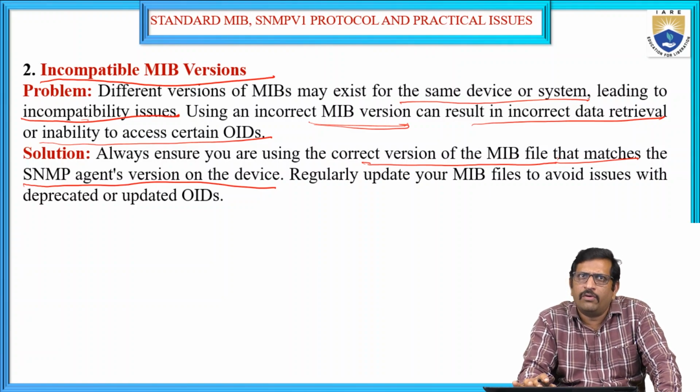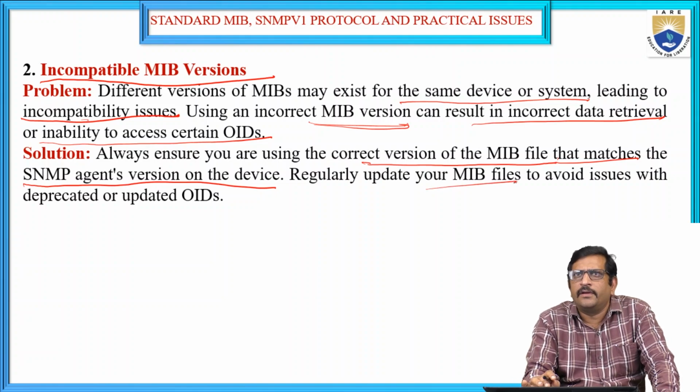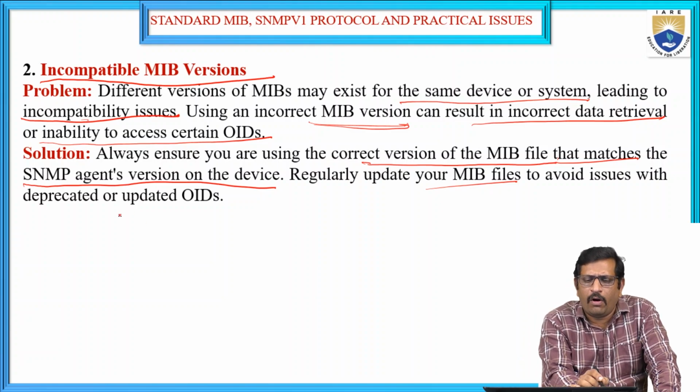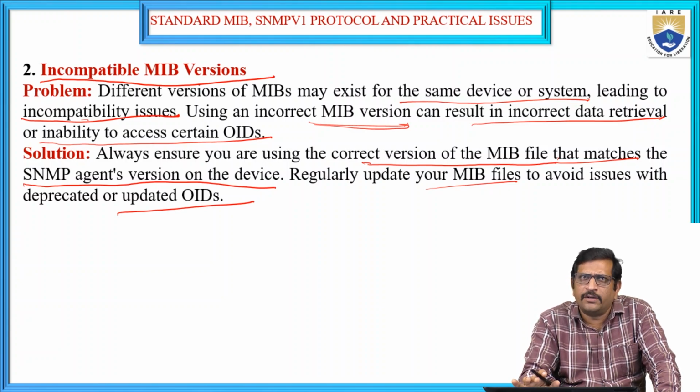With this, the incompatibility between different versions can be resolved. We have to regularly update the MIB files, the management information database files, by updating to the newer versions, to avoid these issues. We update the object IDs, which are different types of object ID.